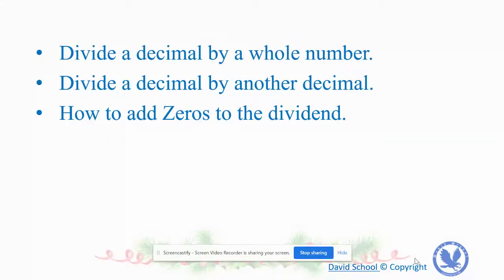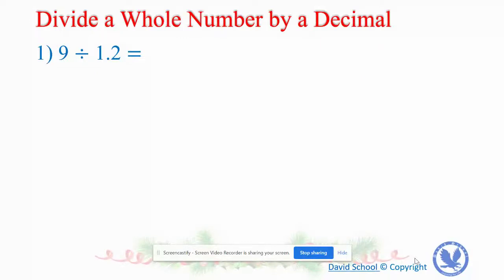In this chapter we have learnt to divide a decimal by a whole number, divide a decimal by another decimal, and how to add zeros to the dividend, right? Today we will see another model. Here we have to divide a whole number by a decimal. This is another important model. We will see how to do this kind of problem.